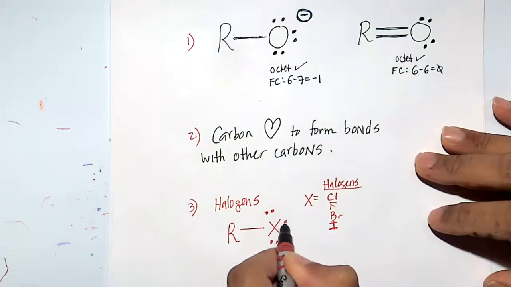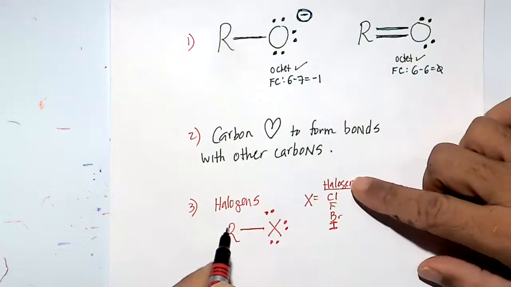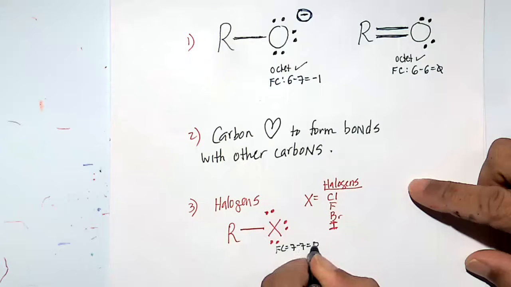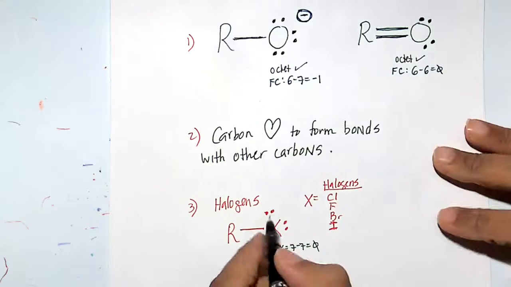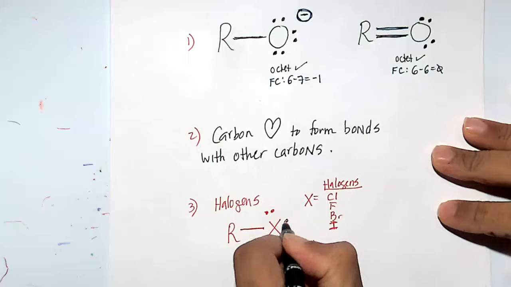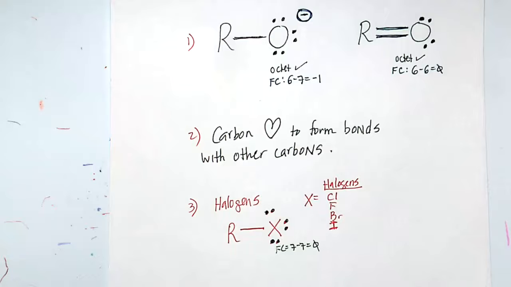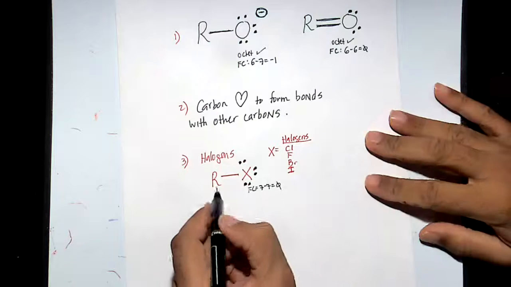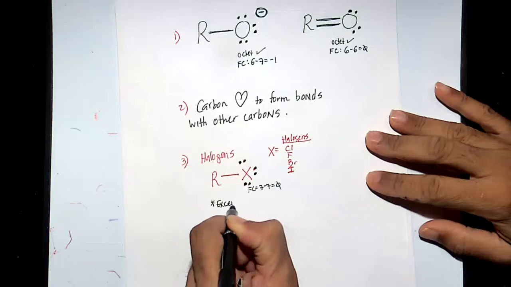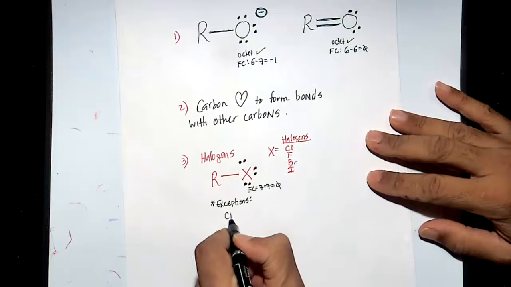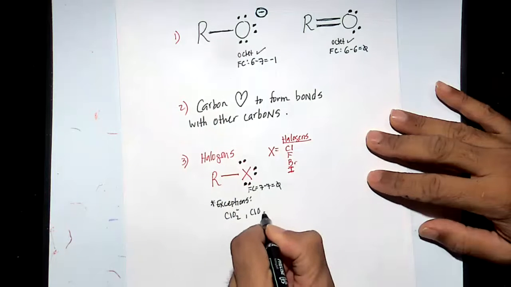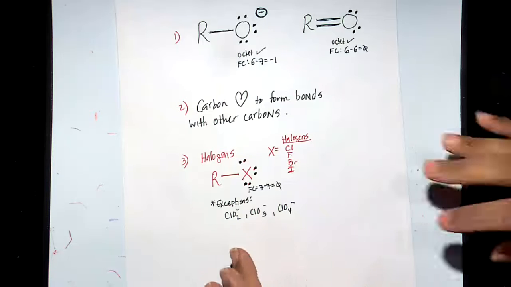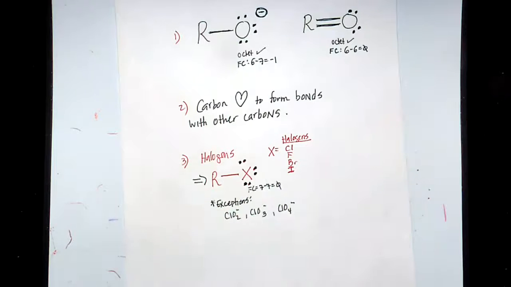1, 2, 3, 4, 5, 6, 7. What are halogens happy at? 7. So 7 minus 7 is 0. So generally, we have halogens with a single bond. That's a tool you can put in your toolkit. Sometimes we do have exceptions, as examples ClO2-, ClO3-, ClO4-, these are kind of exceptions. They are usually resonance stabilized, but for the most part, this is what you want to do with halogens: single bond.